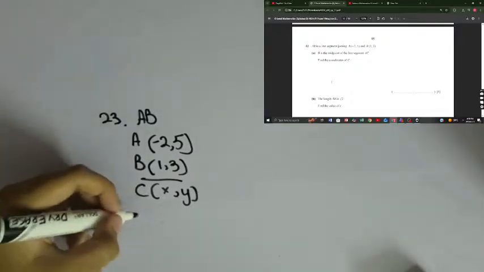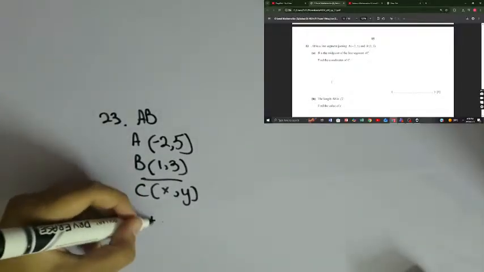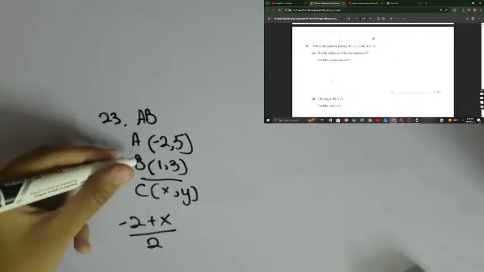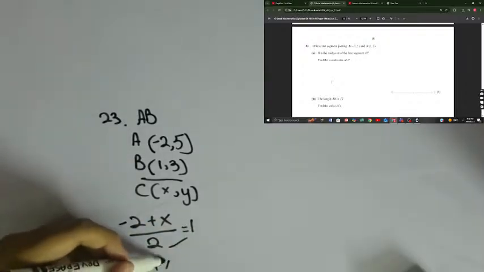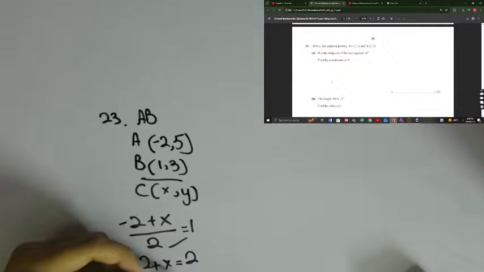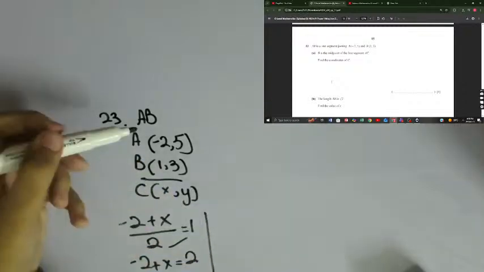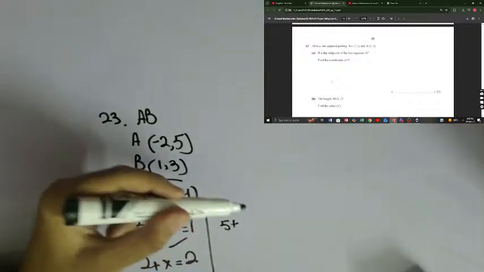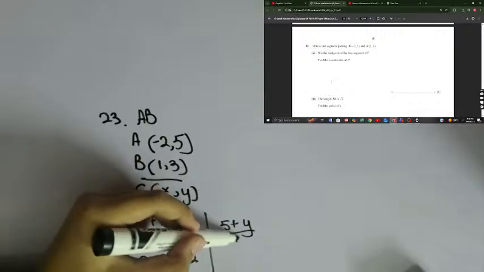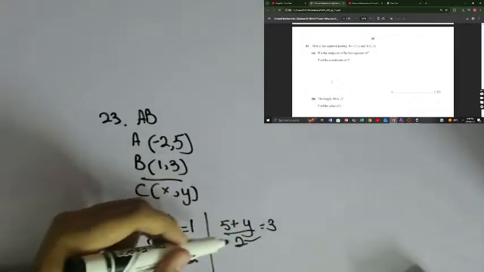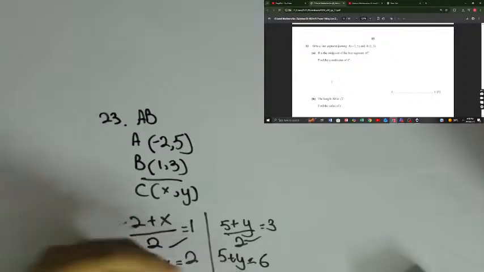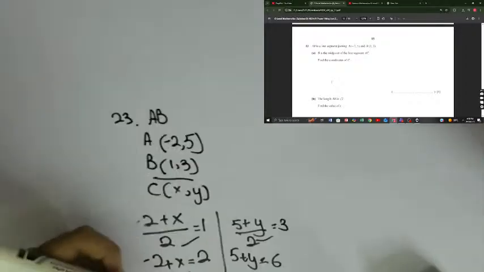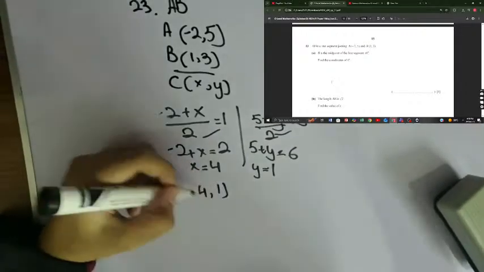So if B is the midpoint, then minus 2 plus x upon 2 would be equal to the x coordinate of the midpoint, which is 1. So it becomes minus 2 plus x is equal to 2 and x is equal to 4. Same thing we'll do for the y coordinate. 5 plus the y value of C upon 2 is equal to 3. So this becomes 5 plus y is equal to 6 and y is thus equal to 1. So we found the coordinates of C, which is 4 and 1.